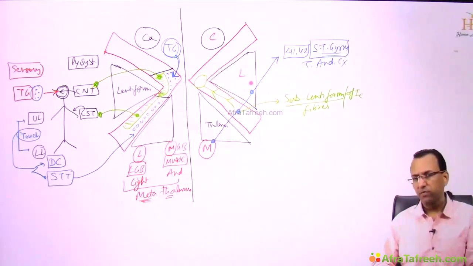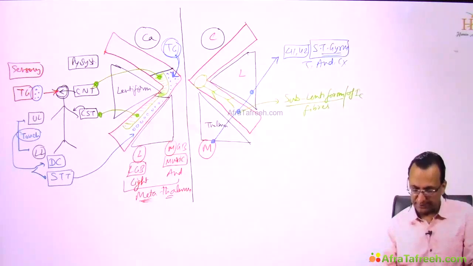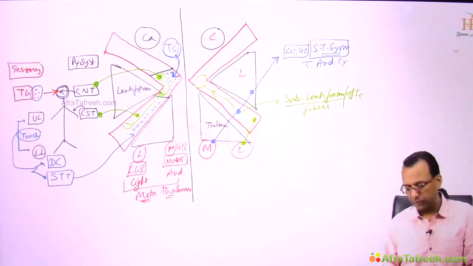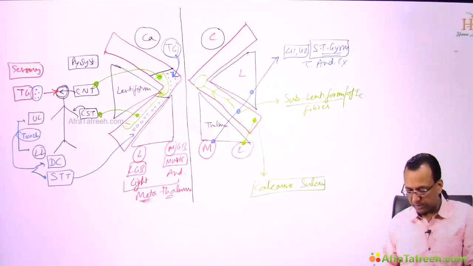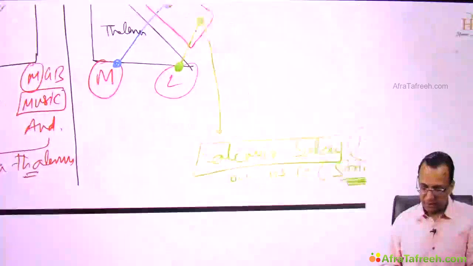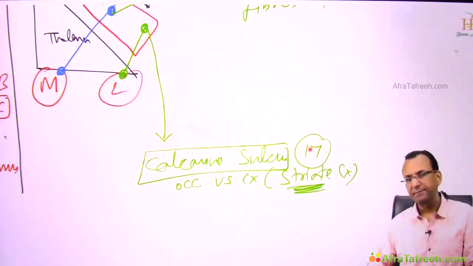And what about the visual pathway? You can draw the lateral geniculate body now, and the lateral geniculate body is sending this pathway. As it uses the posterior limb of the internal capsule, it will go to the calcarine sulcus. This is area number 17, the occipital visual cortex, which is also called the striate cortex. Why is it called striate cortex? Because it has the striations of Gennari.